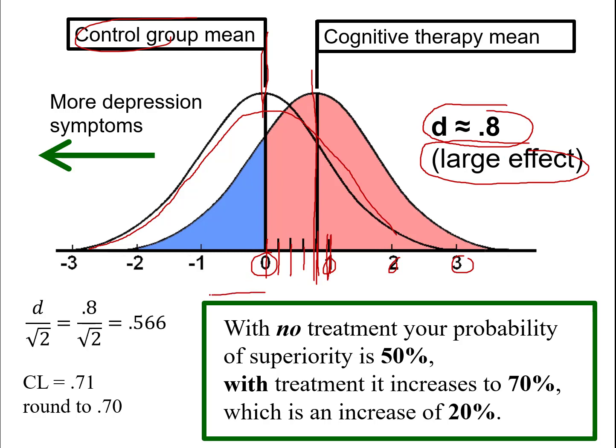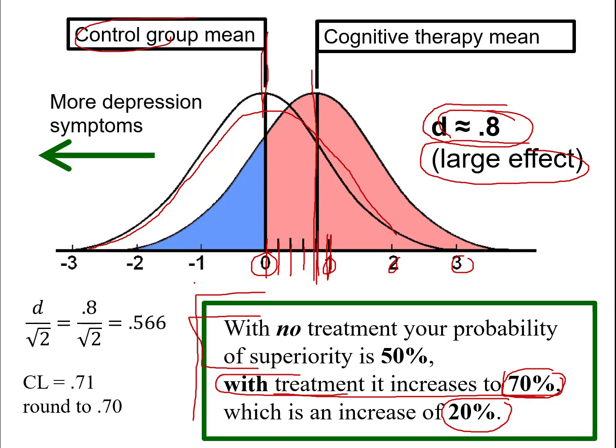And then I have my blurb at the bottom giving information on that common language effect size, where I say with no treatment, your probability of superiority is 50%. And again, that will always be true no matter what. If no treatment, your probability of superiority is 50-50. And then here, with treatment, it increases to 70%. So when our d-statistic was 1, the probability of superiority was 75%. Now, when our d-statistic has dropped down to 0.8, this probability of superiority has dropped down to 70%. So with treatment, your probability of superiority increases to 70%, which is an increase, in this case, of 20%.